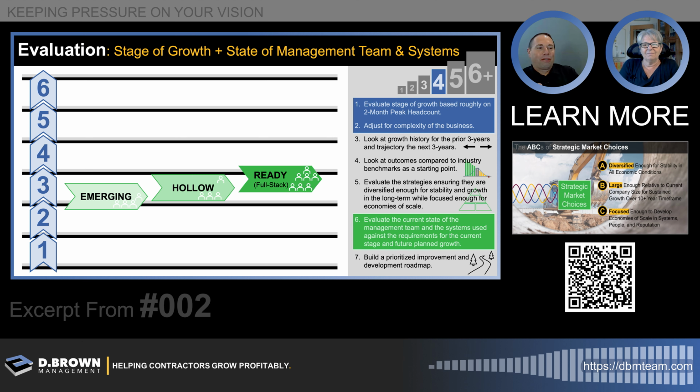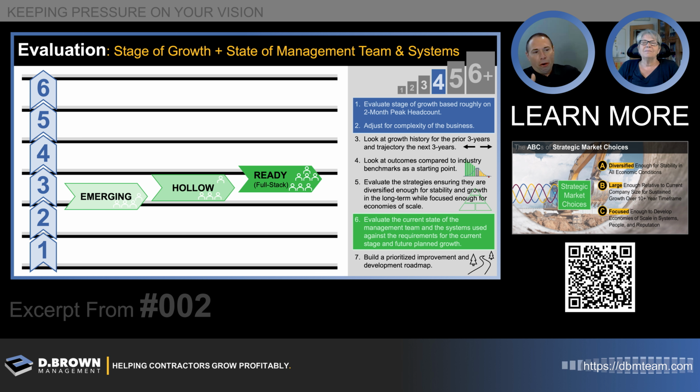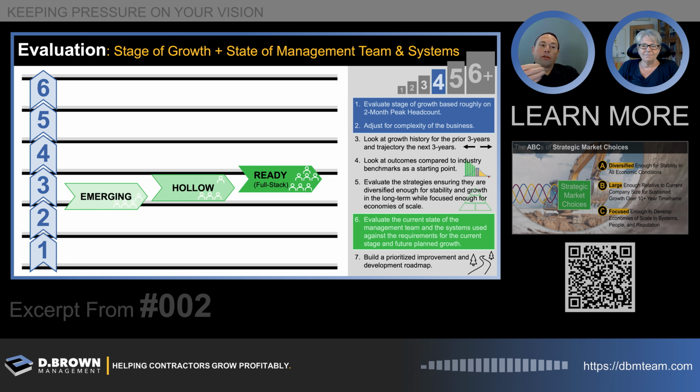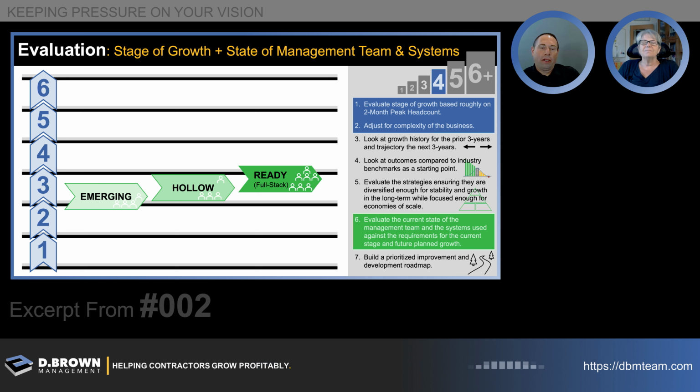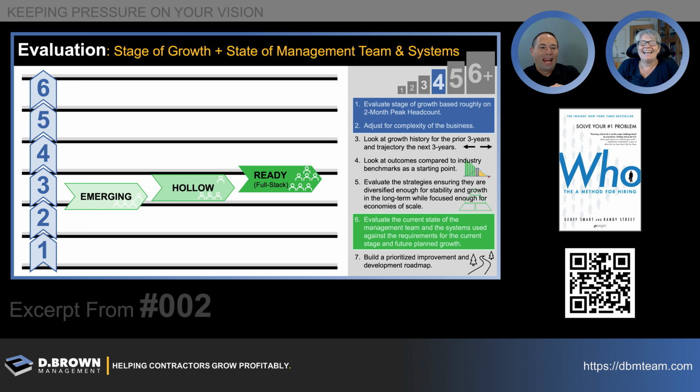And then 6 is evaluate the current state of your management team. Everything that you just described of where your team is at, and knowing that it can change almost overnight. One retirement, one acquisition, or one person leaving the company can totally change things. Also, one person coming into the organization can dramatically change things, good or bad.